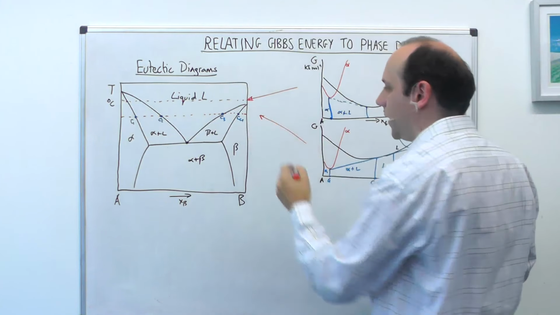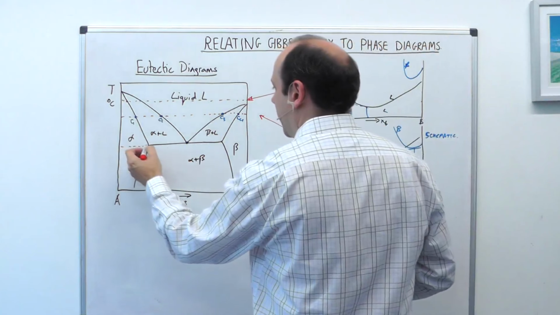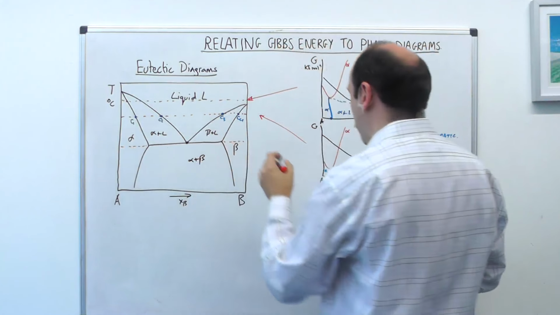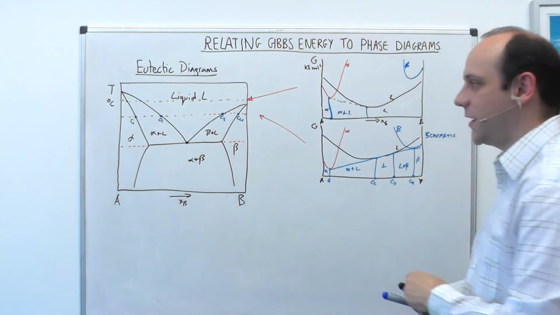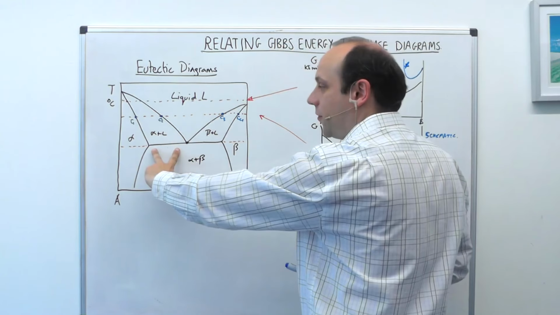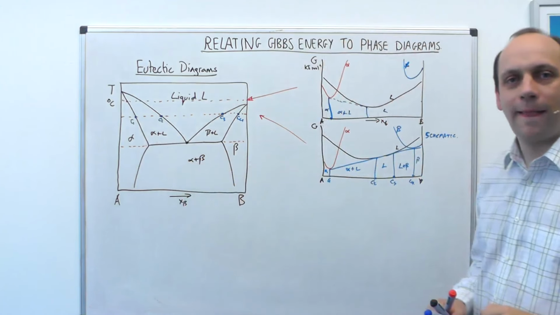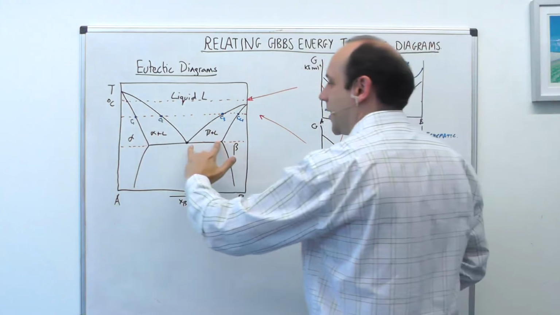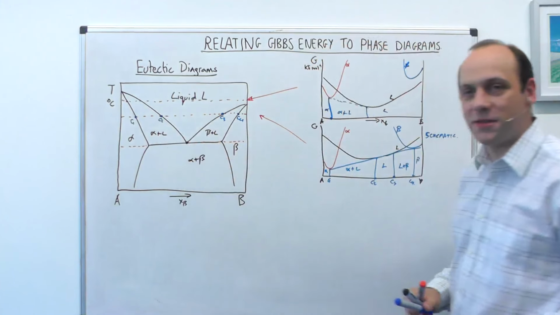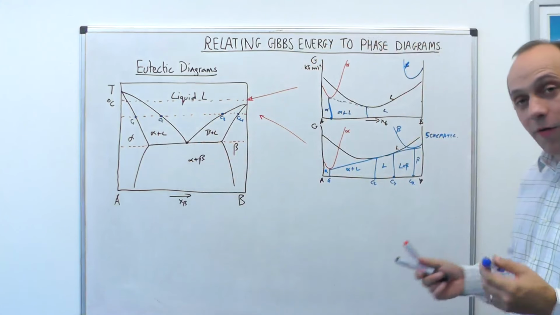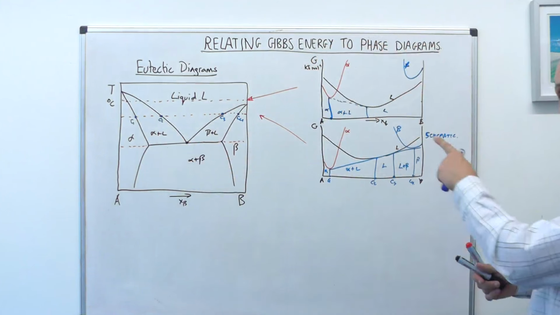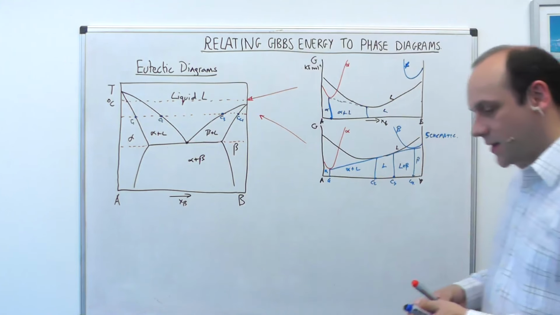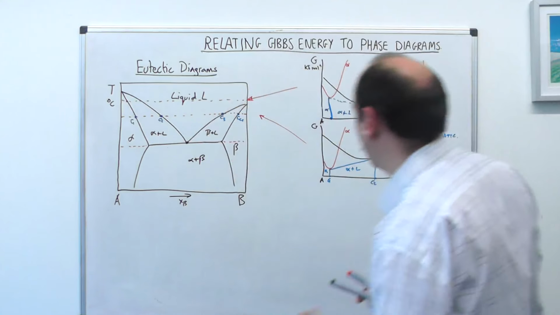Now, there's another temperature here that's quite interesting. There's this one at the eutectic point. So what's going on there? Well, there, we've got a common tangent in this part of the curve between the alpha and the liquid. And we've also got, at that same point, a common tangent between the liquid and the beta. And what that means is that all three will lie on the same common tangent. So let's sketch that out.